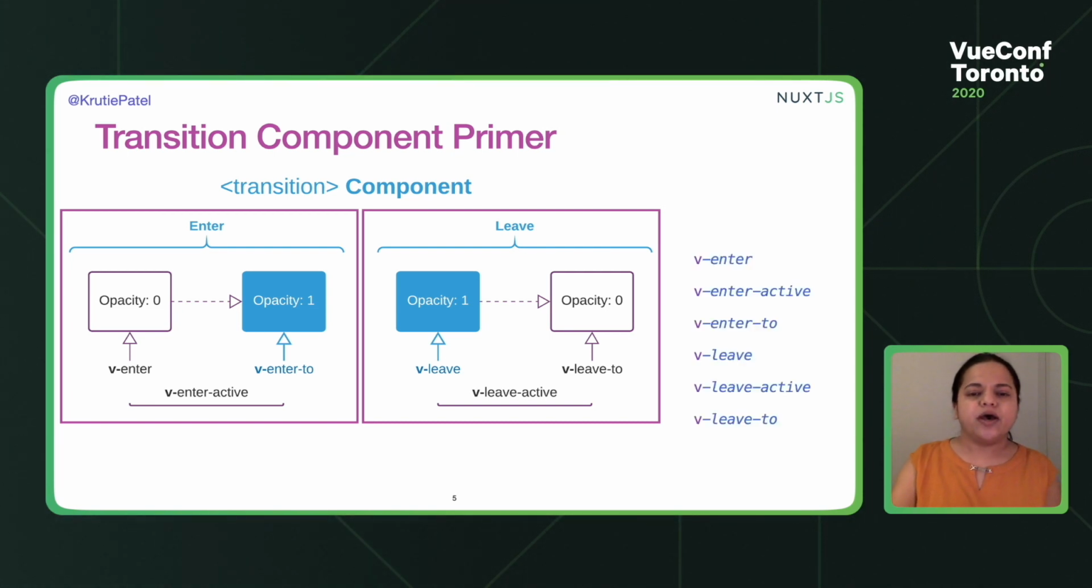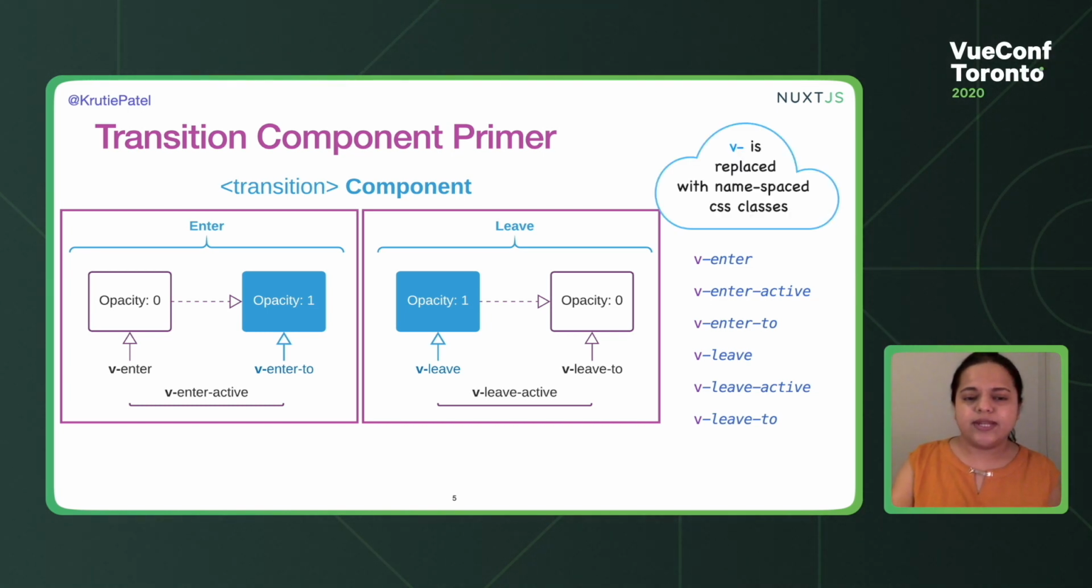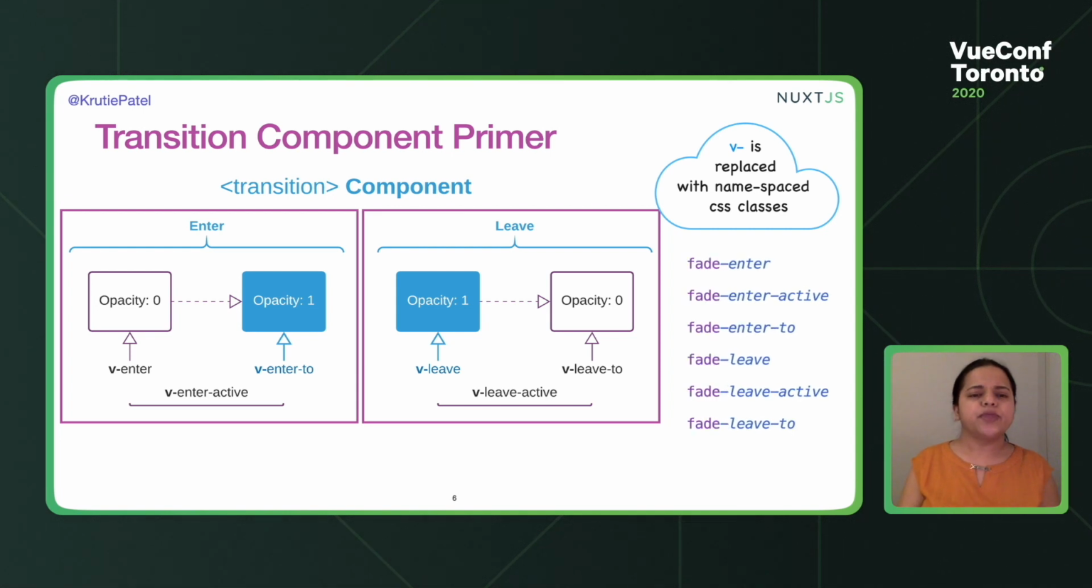That means, for example, if we were to write fade transition, the V hyphen that you see on slide will be replaced with the namespaced CSS transition class called fade, and it would look something like that. So we can see that Vue's transition component is a tiny little transition system on its own, and it is very versatile, and we can use it four different ways. So let's see how.